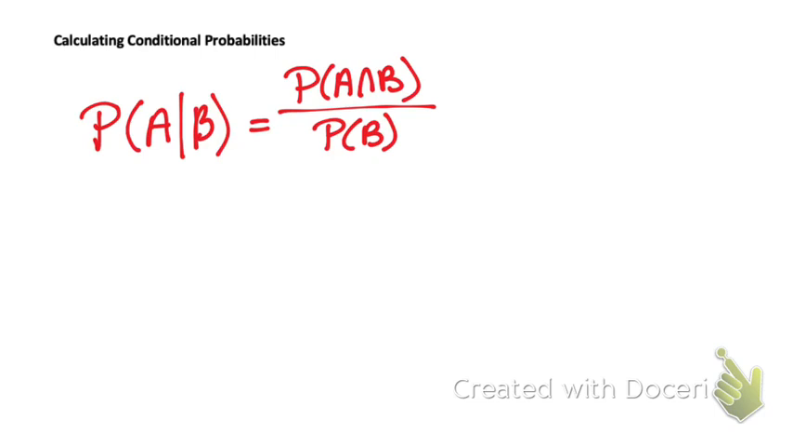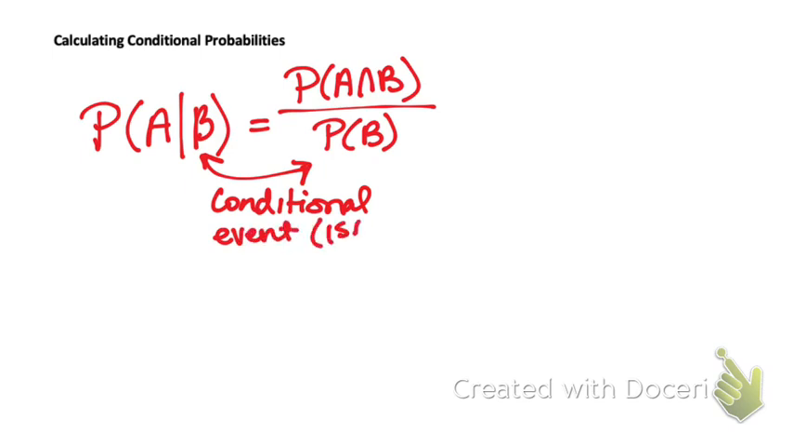Here's what you need to keep in mind. The conditional event, which is the first event that has to already happen, goes on bottom.